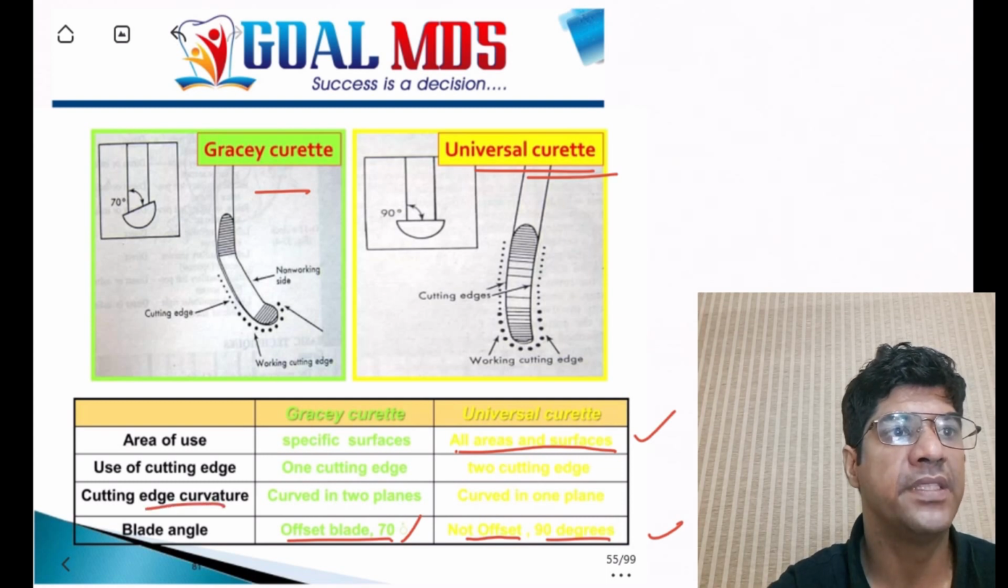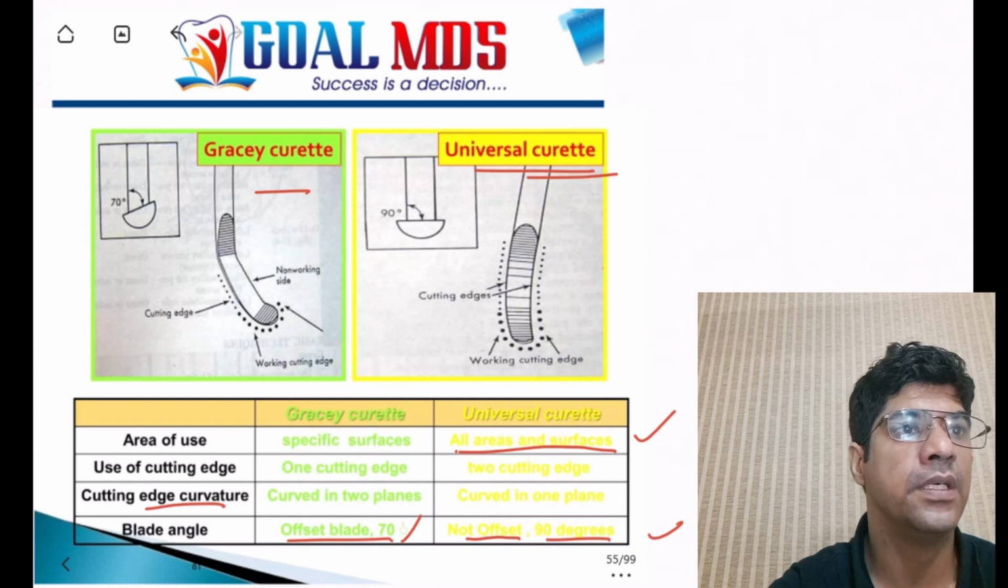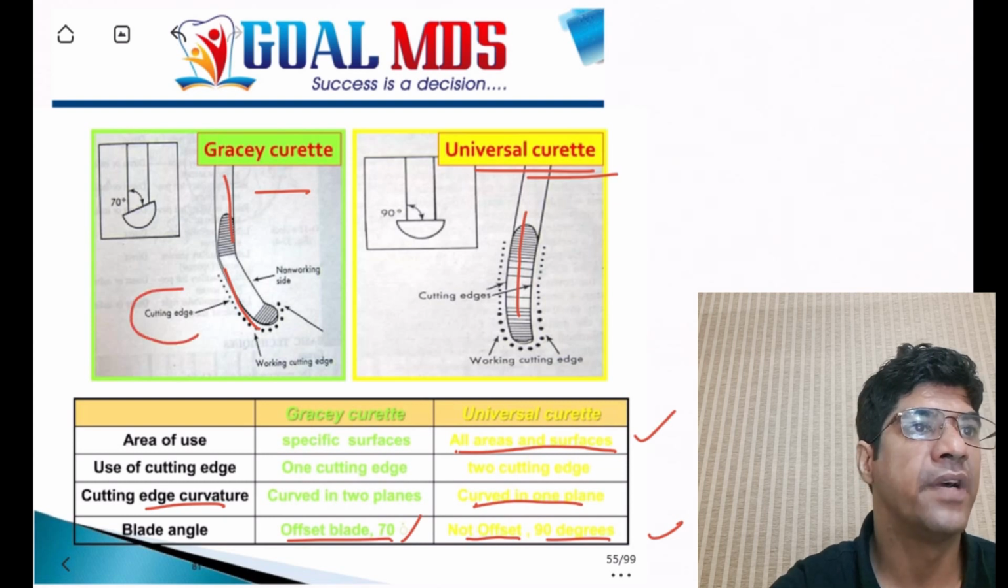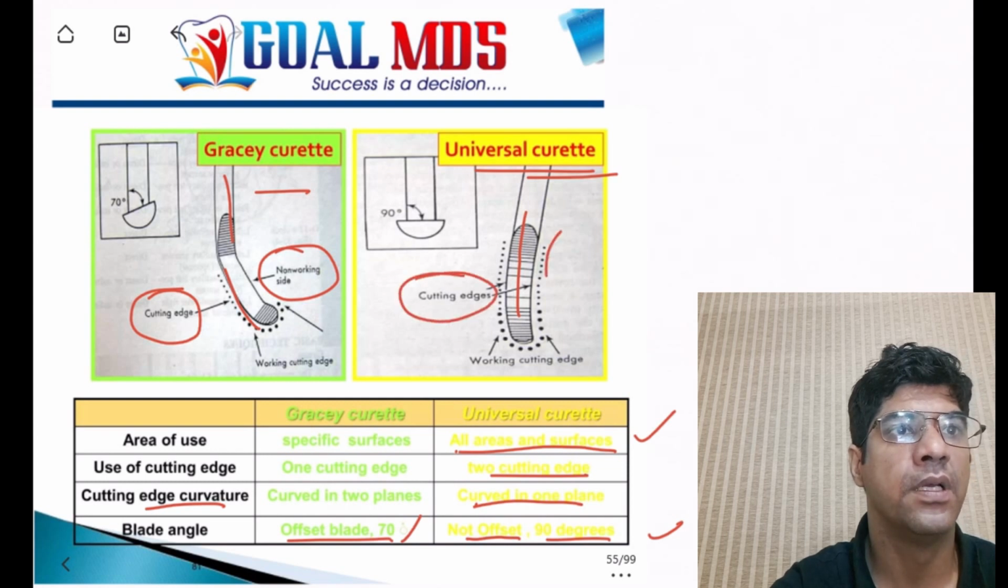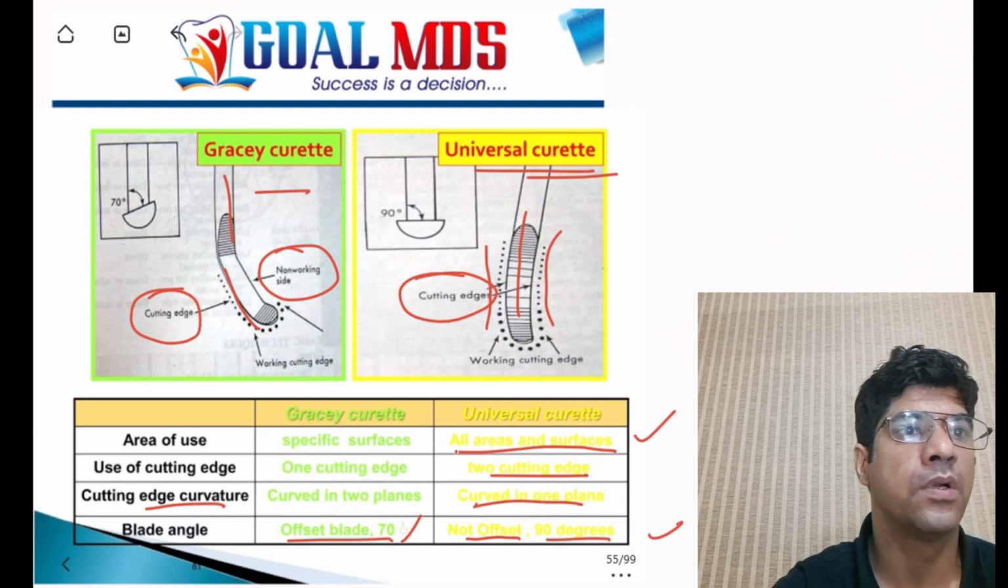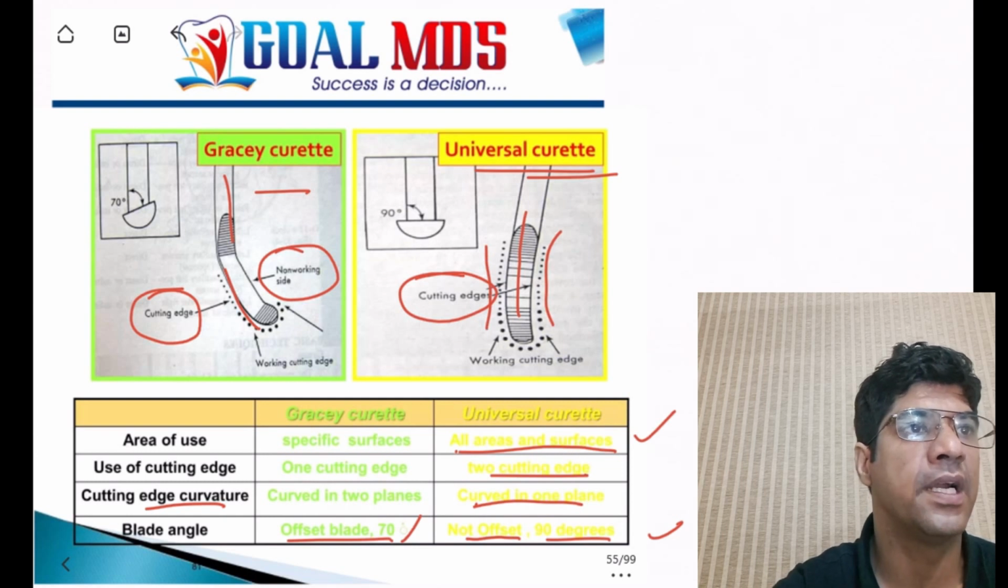The cutting edge curvature for the Gracie is curved in two planes, whereas the universal is curved in one plane. The Gracie curette has one cutting edge. This one is the non-working side, whereas the universal has two cutting edges, on this side as well as on this side. Gracie has a single cutting edge, and the other side is the non-working side.